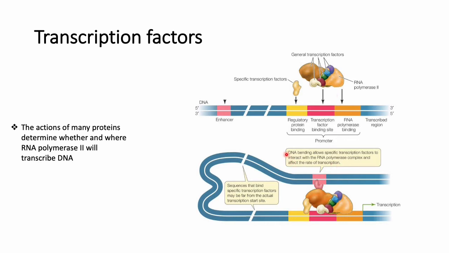And so here we've got the DNA which is bending. It allows specific transcription factors to interact with the RNA polymerase complex and affect the rate of transcription. And these sequences here, which bind specific transcription factors, may be far from the actual transcription start site. So that's actually quite interesting.